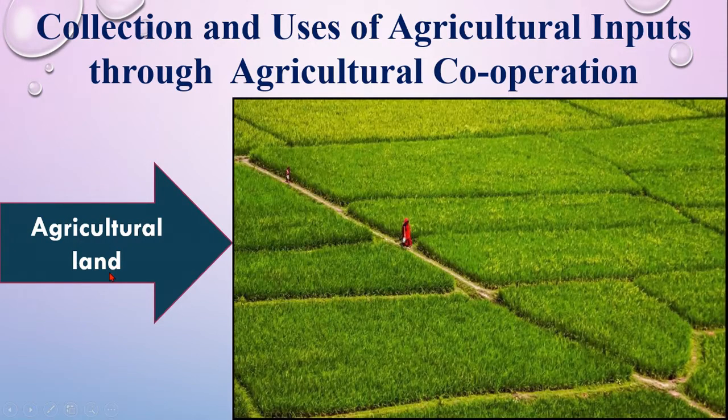The first one is agriculture land. If you have a look at this picture here, you see there are lots of divisions of the land. You see, this is one piece of land, there is another piece of land. So this piece of land is divided there according to their owner.